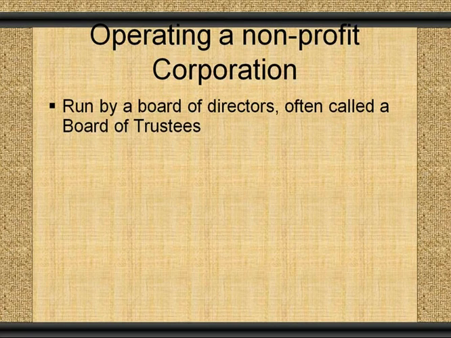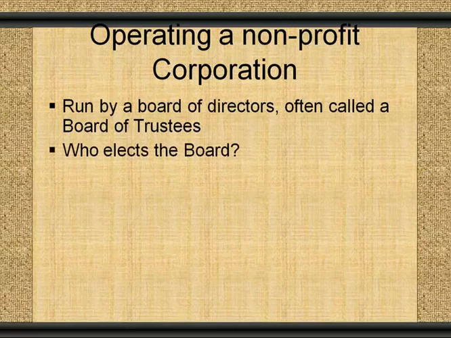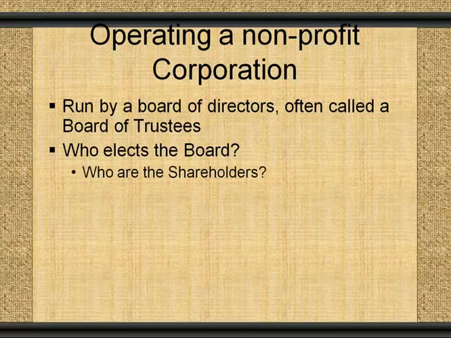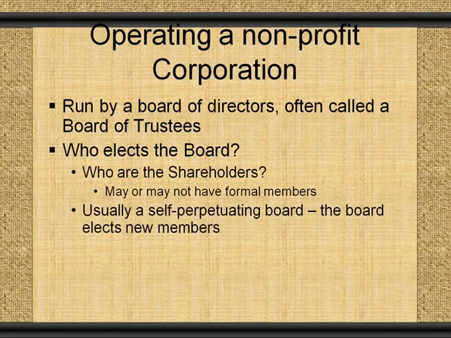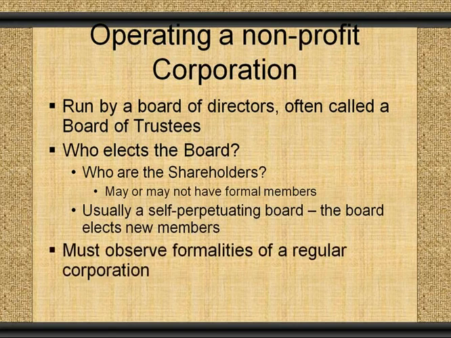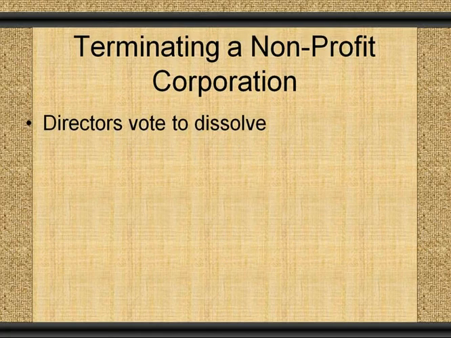How does a nonprofit operate? It does not have shareholders. It's usually run by a board of directors, often called a board of trustees. Well, who elects the board? It's kind of interesting because the board elects itself. There are not shareholders. They may have some formal members, but there are not shareholders. And usually the board is self-perpetuating. The board elects new members. Somebody resigns or they finish their term, and the board will then get a slate of candidates and elect a replacement. So it's a self-perpetuating board. They must observe formalities of a regular corporation, have annual meetings, file minutes, things like that.